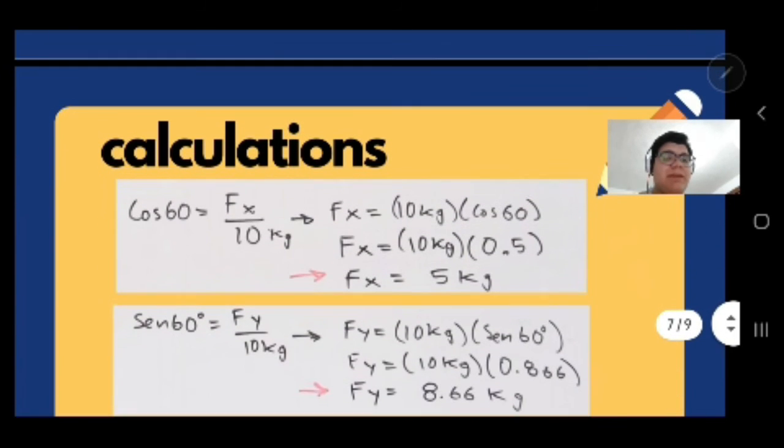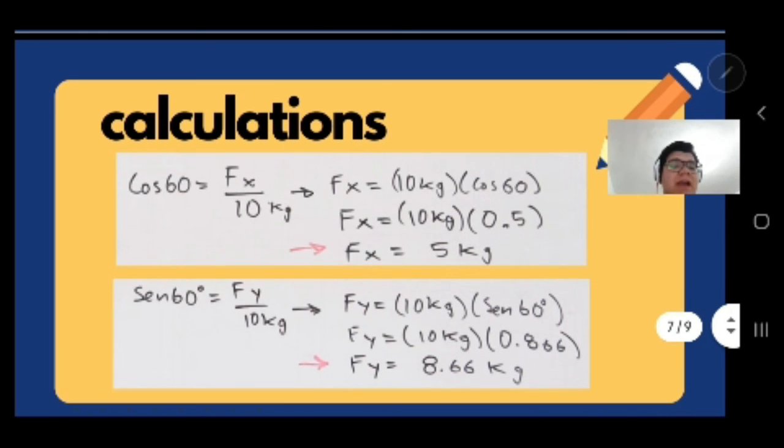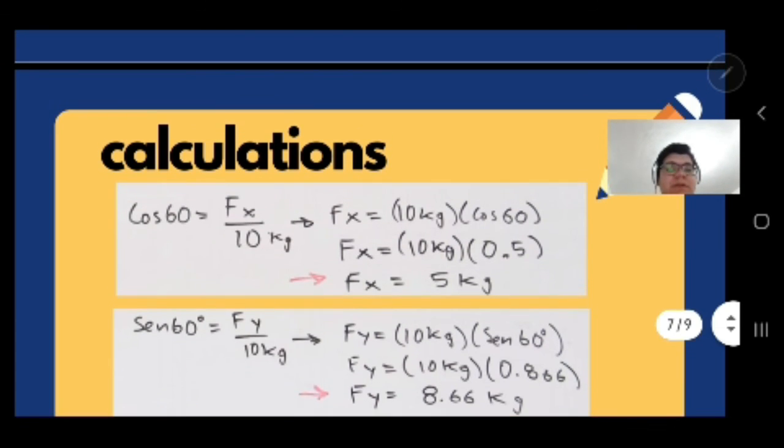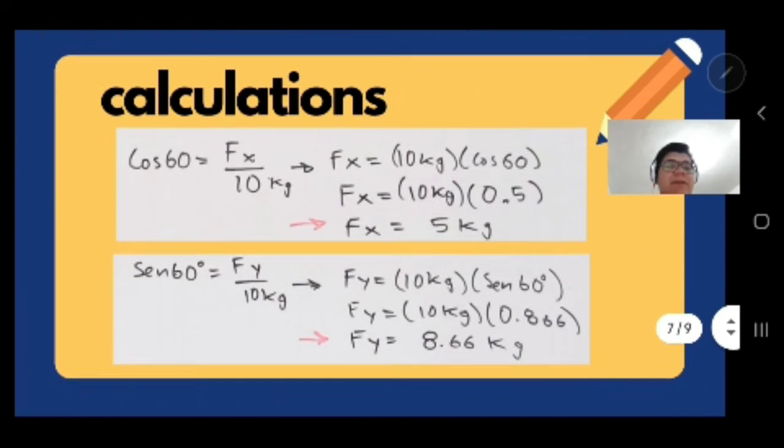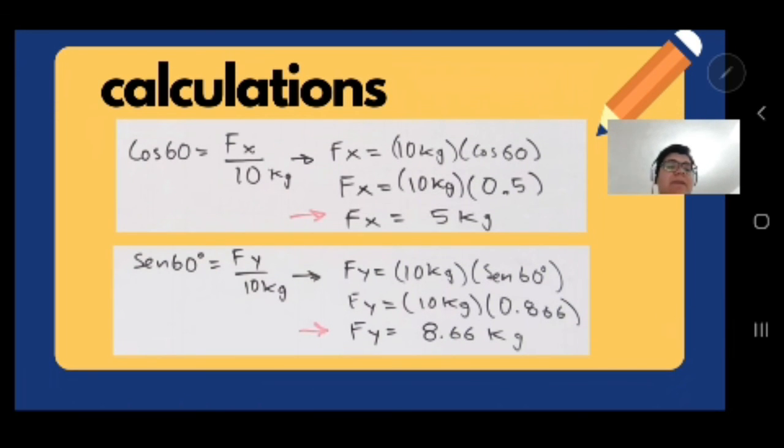Okay, to determine the calculations for the horizontal component, you have to use cosine of 60 degrees. So clear the equation and the final result is 5 kilograms. For the force in the vertical component, you have to use sine of 60 degrees. So clear the equation and the final result of the vertical component of force is 8.66 kilograms.